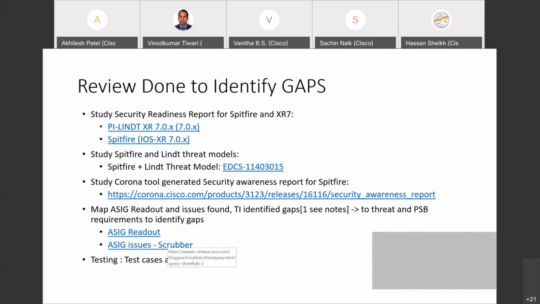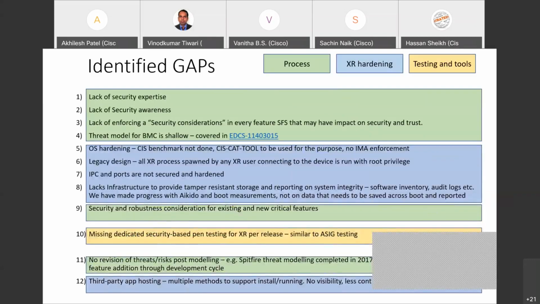There was a study done for Spitfire, lint readiness. Threat models were also reviewed. Corona tool generated reports were reviewed. ASIC bugs were analyzed in detail, and testing tools and test cases were also reviewed. After this gap analysis, these were the identified gaps.